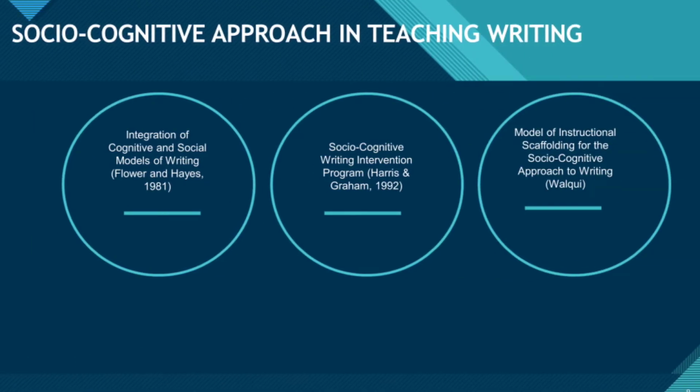Here is the content of my report. I'm going to share 3 different models or intervention programs from different researchers and teachers in writing. We have the integration of cognitive and social models of writing by Flower and Hayes, 1981. Socio-Cognitive Writing Intervention Program by Harris and Graham, 1992. And Model of Instructional Scaffolding for the Socio-Cognitive Approach to Writing by Walke.